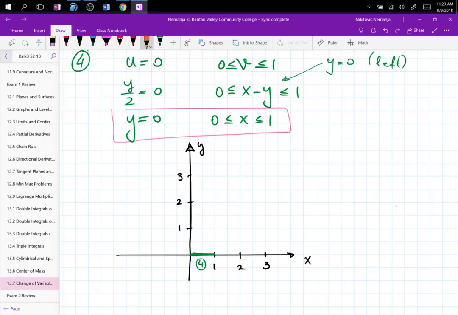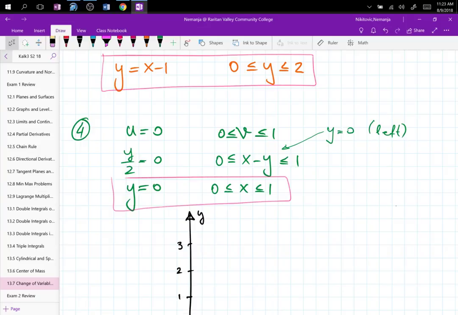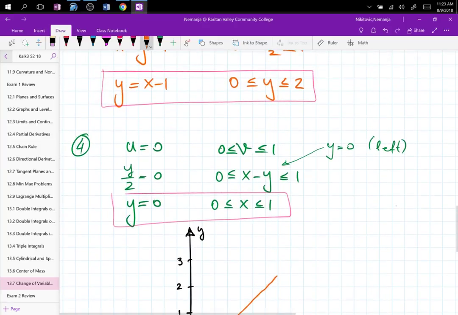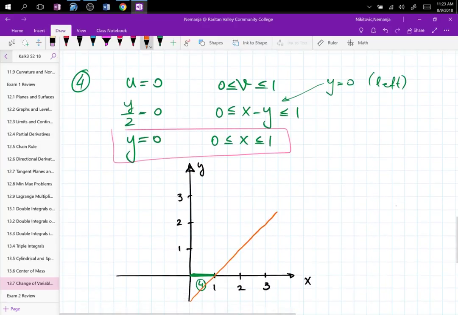The next one up, I believe, was orange. Yep. And the formula for that is y equals x minus 1, and y goes from 0 to 2. Now, x minus 1 is here, and it's a 45-degree line, so it's a line that goes like this forever. Y should be from 0 to 2. So it stops here, it starts there, so I'll erase the line and just draw the piece that I need.